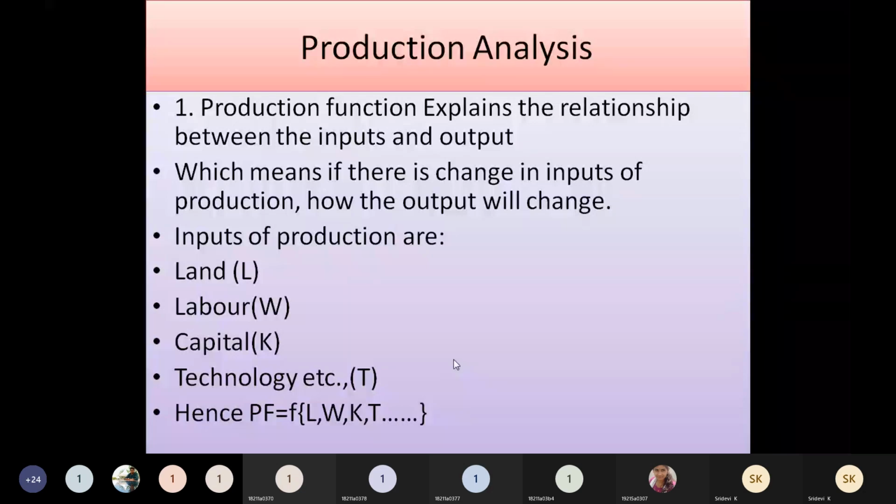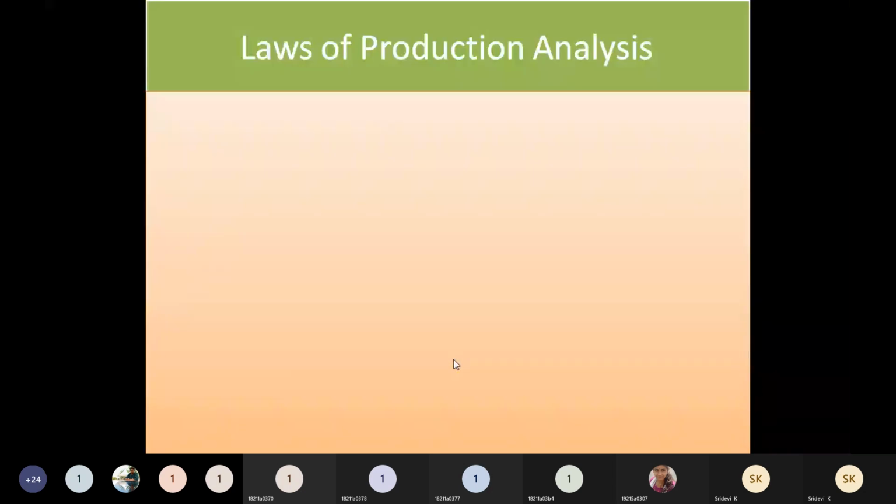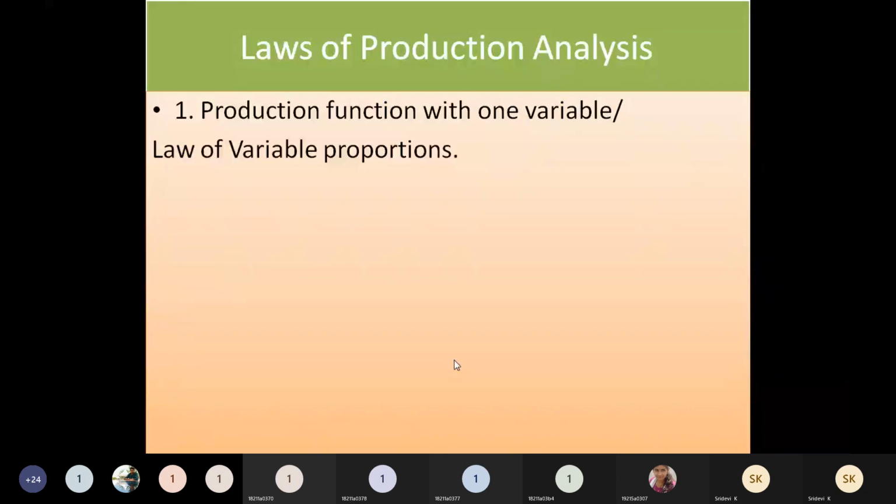Okay. So in this production analysis, we will see if there is change in one input, how the output is changing. That is called what? Production function with one variable. One variable is here, one input. If you bring change only in one input, how the output is changing, that relationship you are going to see in the law of variable proportions. It is also called production function with one variable.